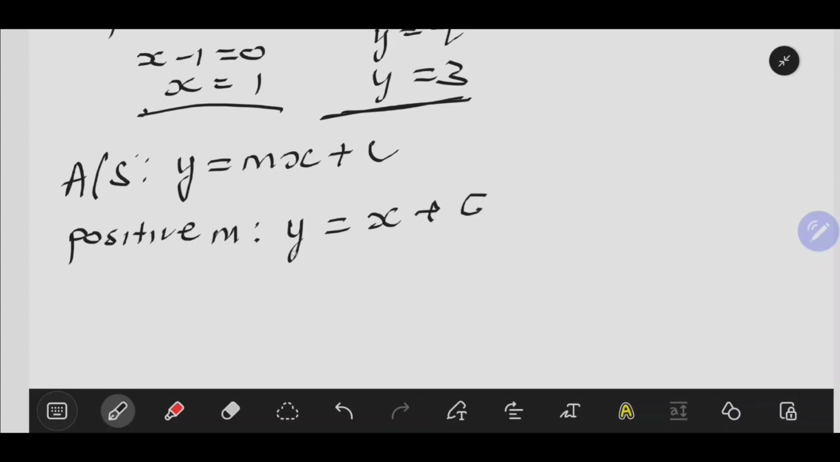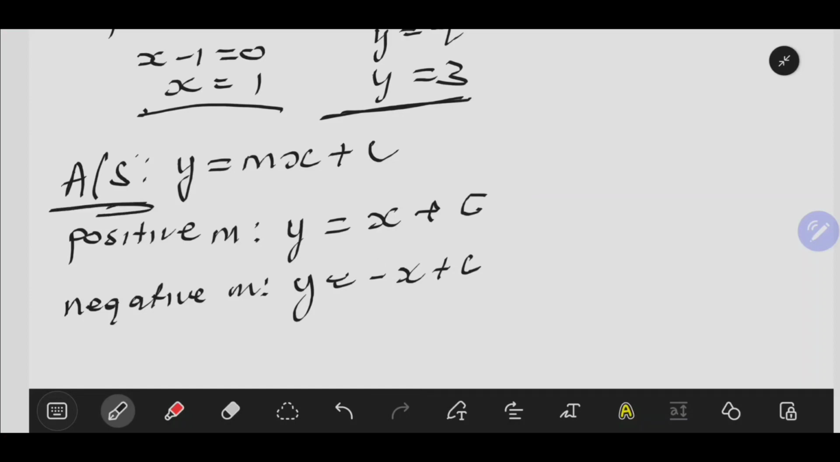This is for a positive gradient. And then for a negative gradient, we say y is equal to negative x plus c. So these equations, you should try to memorize them because they are not on the formula sheet. These are the two formulas for the axis of symmetry.